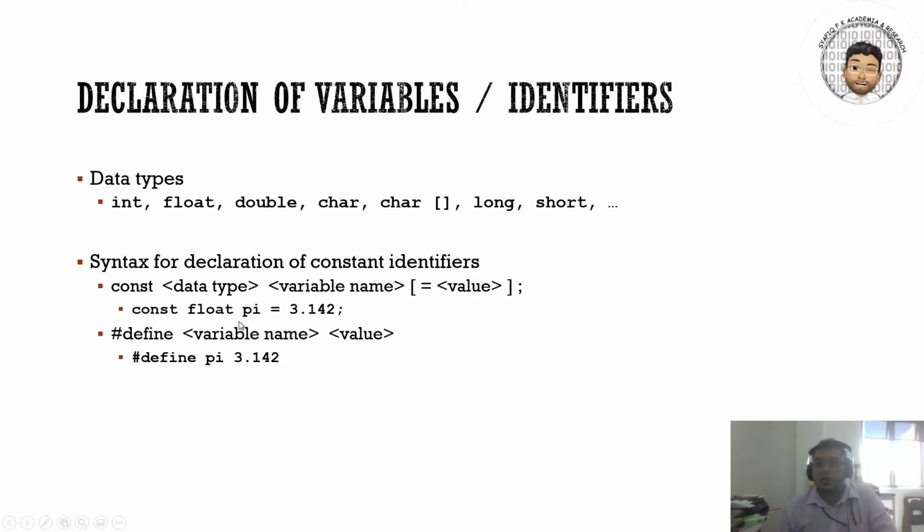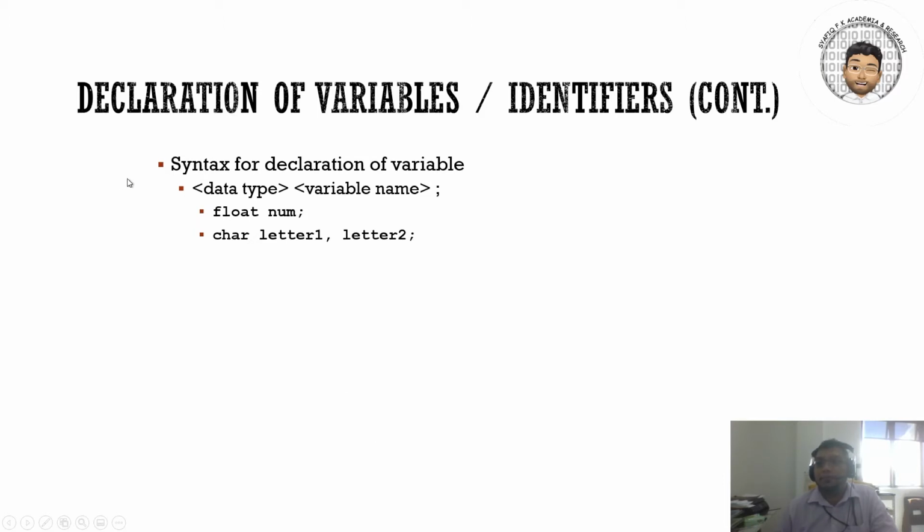Other than using constant, you can use hashtag define, where you have hash define pi 3.142, without an equal sign. This is also an example of a constant identifier. I think in chemical and biology you will use a lot of constants, right? So if you are afraid that you might accidentally rewrite the constant, you can just define it at the top of your code, and in the remaining part of the code, if you accidentally change it, it will cause an error.